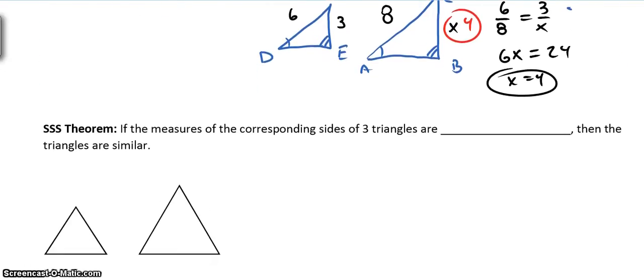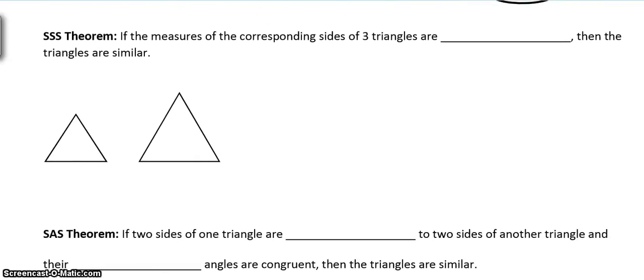Now, this is the one that can get to us a little. Side-side-side theorem. Now, if the measures of corresponding sides of two triangles are, keyword is proportional, then the triangles are similar. So we got to get this idea of congruence out of our head for this lesson, because we see side, and automatically we think congruence. But now we're talking about proportional relationships.